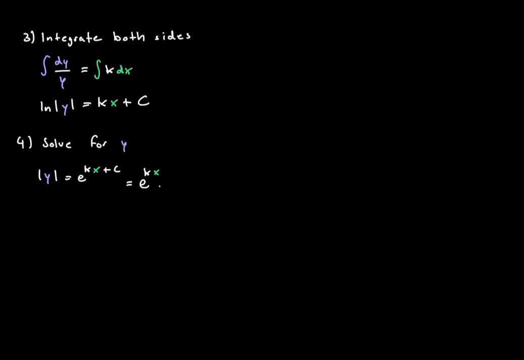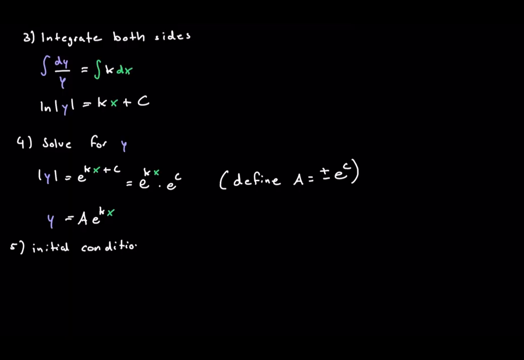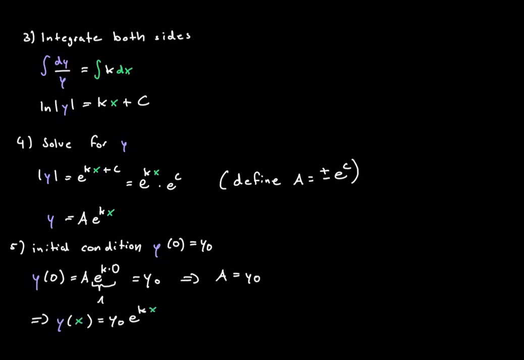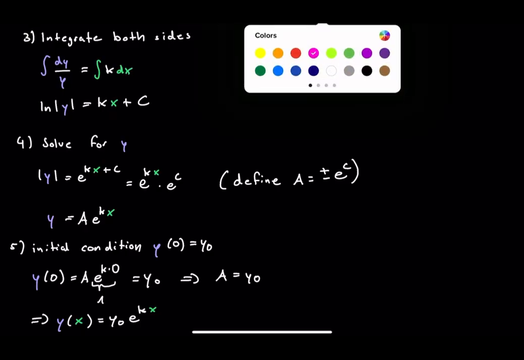Since e to the c is a positive constant, we call it a, and remove the absolute value to allow for both signs. That gives y equals a times e to the kx. If the initial condition is y of 0 equals y naught, then a equals y naught, giving y of x equals y naught times e to the kx. When k is greater than 0, it's exponential growth. When k is less than 0, it's exponential decay.